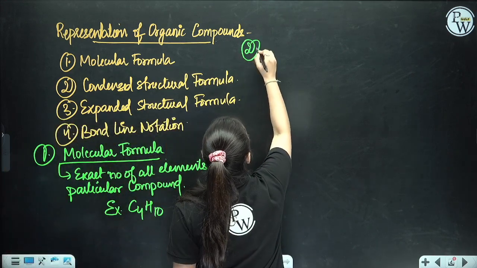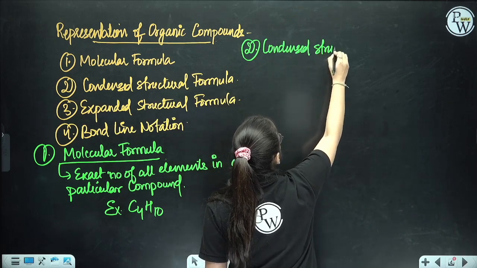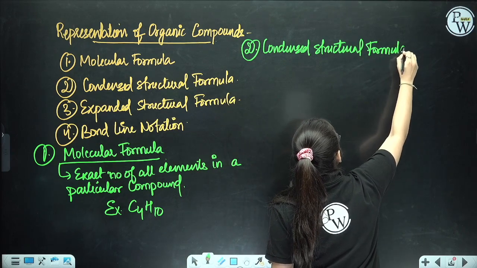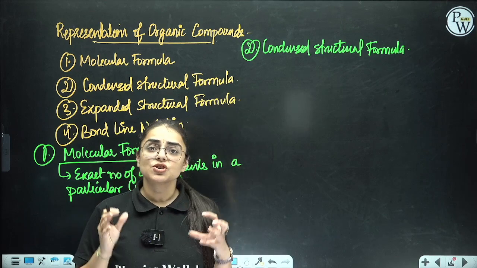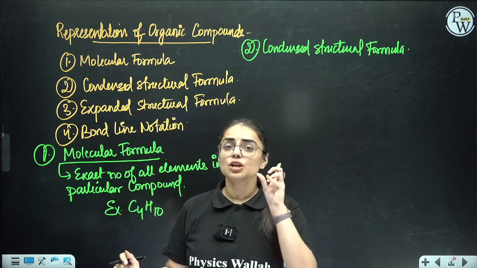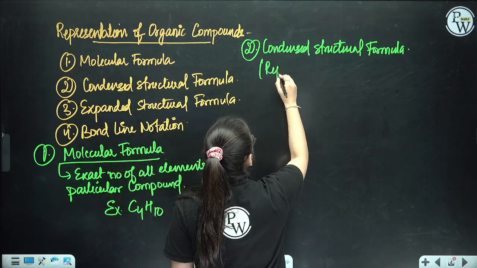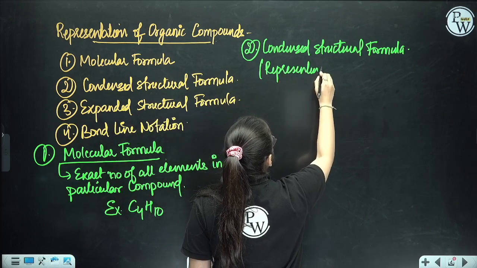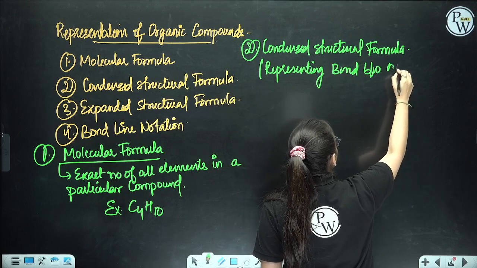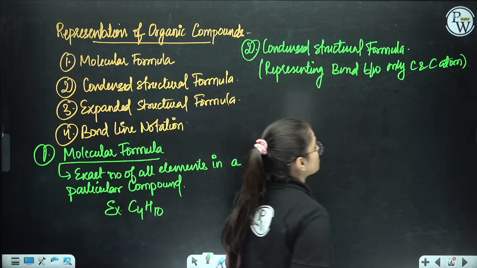Let's talk about the second part, that is condensed structural formula. What is a condensed structural formula? It is just going to show you the bonds between carbon and carbon atoms. Here you just have to represent the bond between only carbon atoms. When you're representing the bond between only carbon and carbon atoms, that is what a condensed structural formula is.